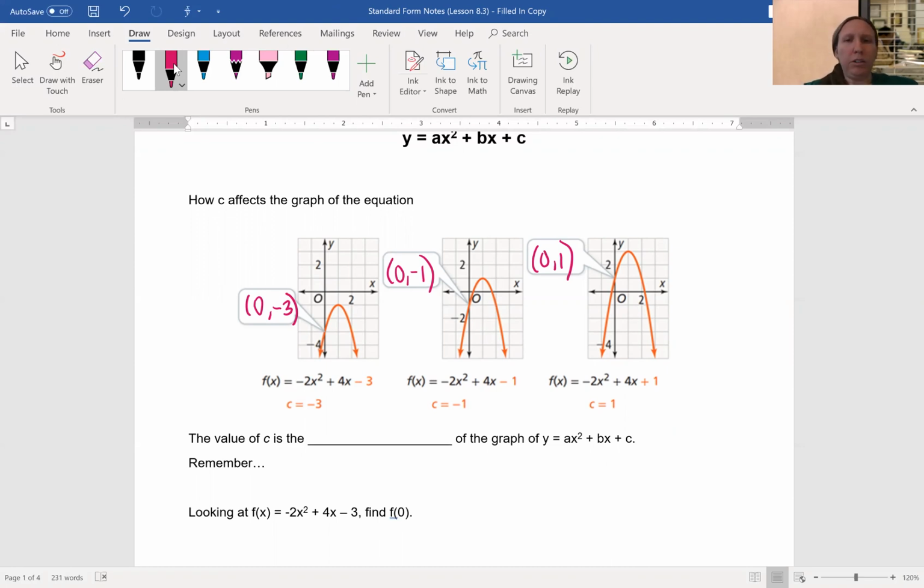So we can conclude that when we have a quadratic equation in standard form, that constant at the end, that c, is going to be the y-intercept of the graph of y equals ax squared plus bx plus c. Okay, and it makes sense if you think about it, because hopefully you remember that y-intercepts happen when x is 0.